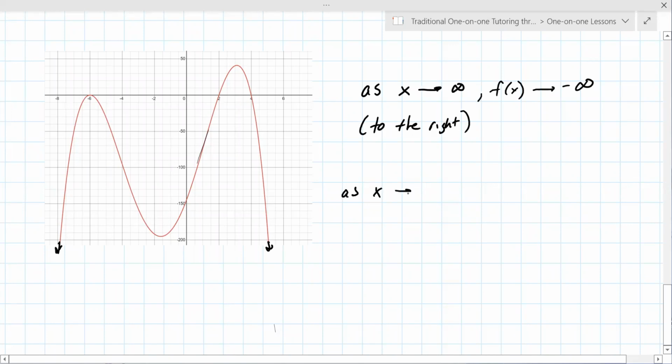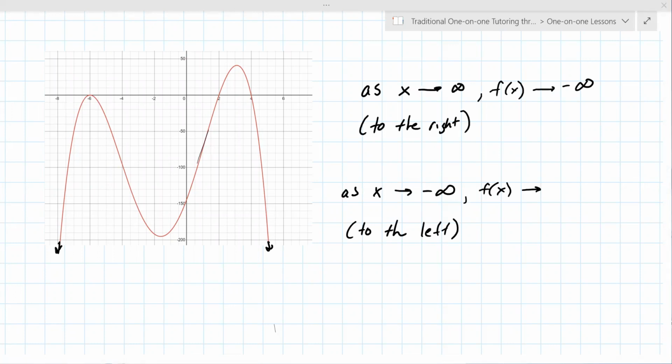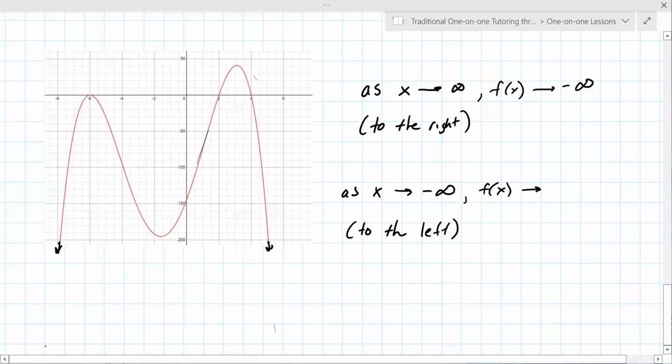As x goes to negative infinity, and now we're going the other way, to the left, what do you say about f of x? It goes to 40.99. To the left though. Left means you're tracing the curve all the way to the left, and then look, it eventually just goes down, down, down, down, down. Negative infinity, yeah.